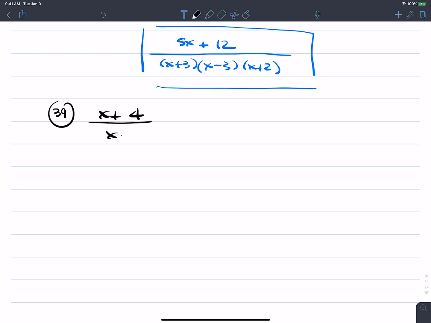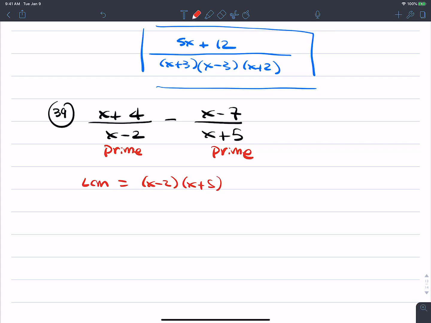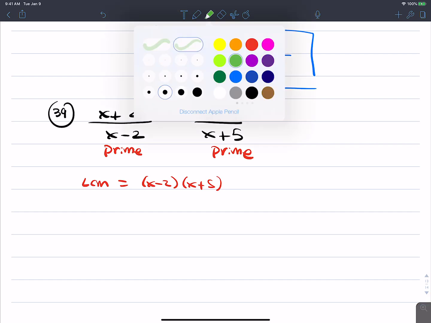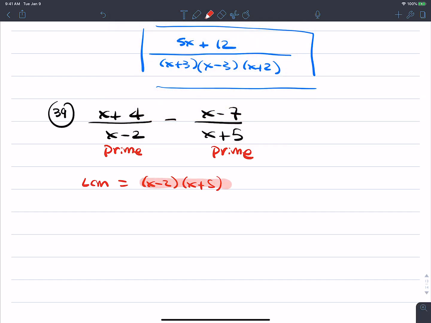x plus 4 over x minus 2 minus x minus 7 over x plus 5. Notice these fractions again are unlike, and we can't factor the denominators. They are both prime. They're both not factorable. So that makes the LCM pretty easy. We just have to multiply those two prime factors. That's your LCM. This is what we're going to use. x minus 2 times x plus 5.